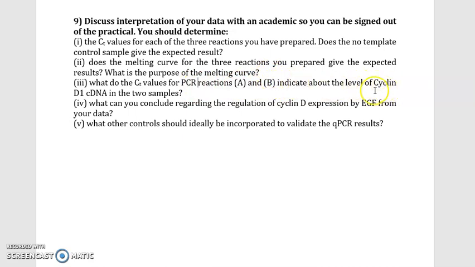Then we have: what do the CT values for PCR reactions A (untreated) and B (treated) indicate about the cyclin D1 expression in the two samples? Well, my CT values for A were roughly about 22, let's just say 22, and the values I got for my B sample, my treated sample, were 19.01 and 19.75, so roughly 19.4 as a mean.